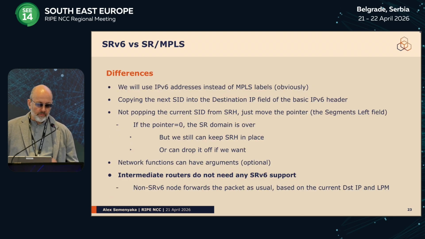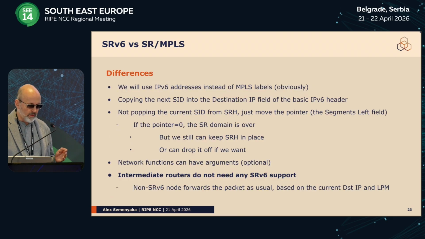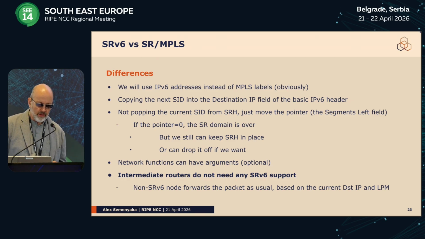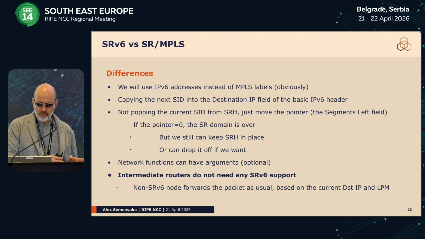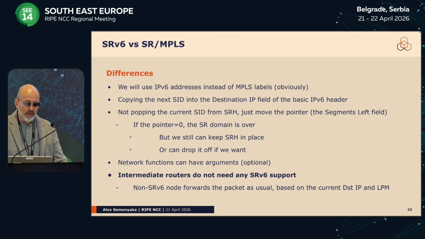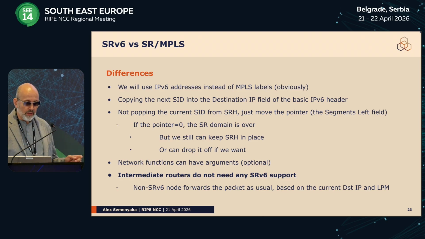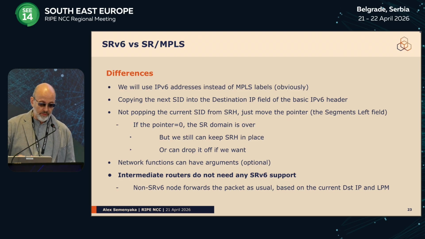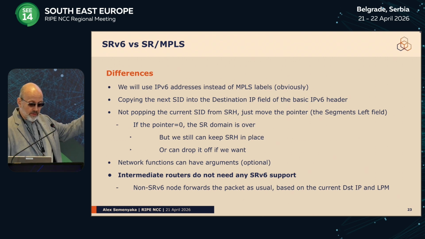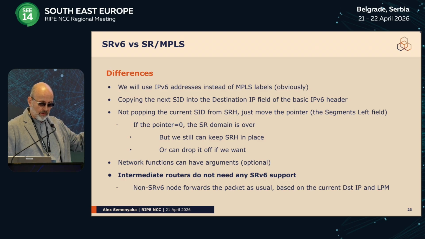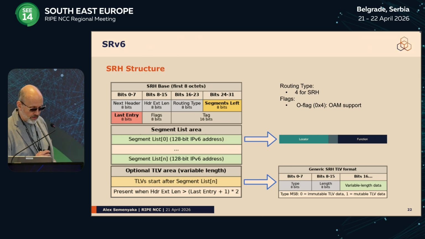Now, let's summarize which differences we have with segment routing version 6 versus segment routing with MPLS. We are using IP addresses instead of labels. Obviously, I mentioned that. And now we are not popping these addresses. We are not changing anything. We are just moving our pointer, which is this guy.